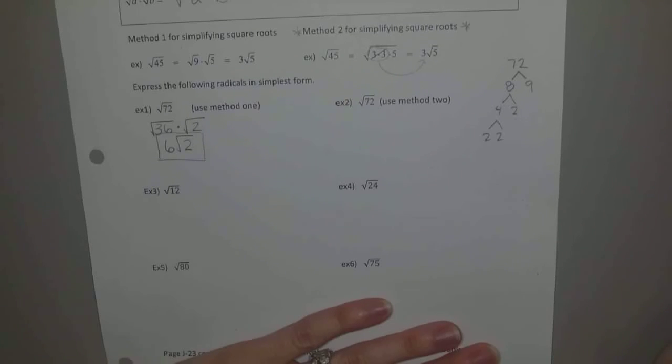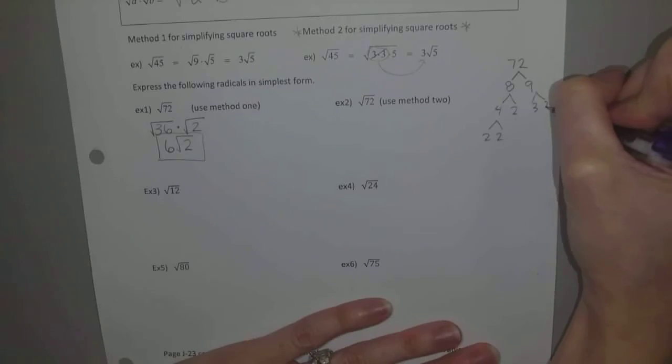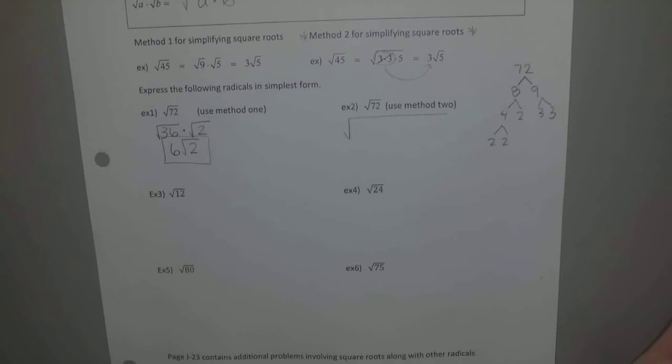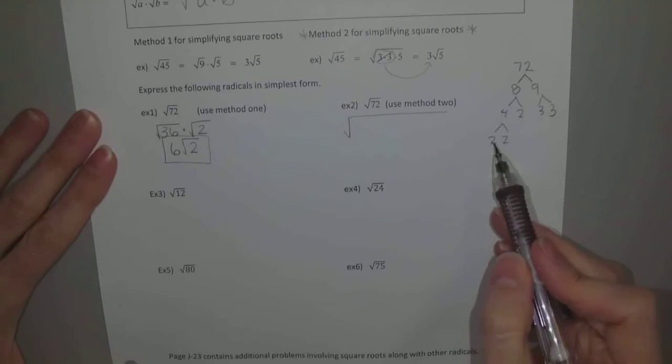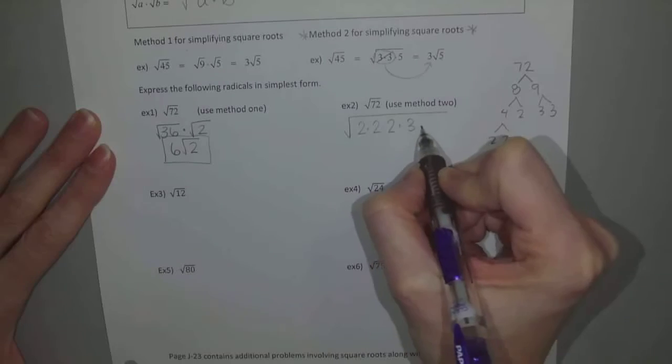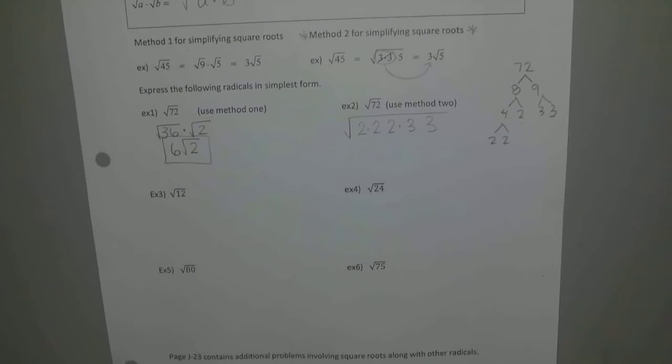Let's go back up to 9. Can 9 be broken down further? 3 and 3. So the reason why we do this is because we can now rewrite 72. It seems tedious at first, but once you get the hang of it, you don't have to do all this work. I'll show you the shortcut. What we can do is write 72 as three 2s and two 3s. Do you guys agree that if we multiply those 5 numbers, we would get 72?